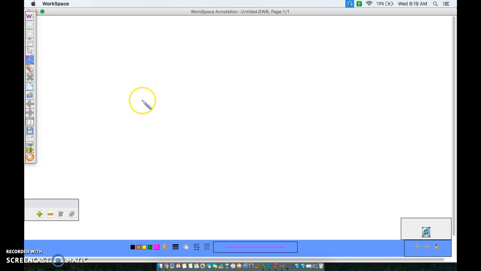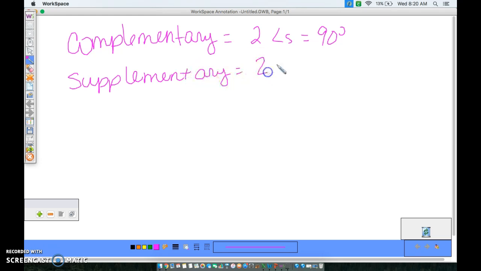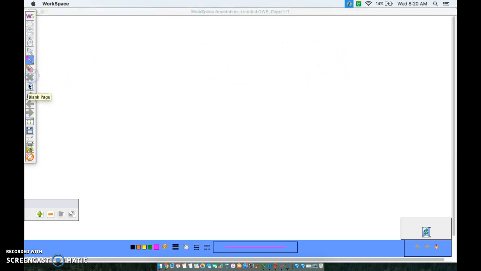Next, we're going to talk about complementary and supplementary. Really quick, remember your complementary angles are two angles that equal 90 degrees. And then your supplementary angles are two angles that equal 180 degrees. Okay, quick review on that one.